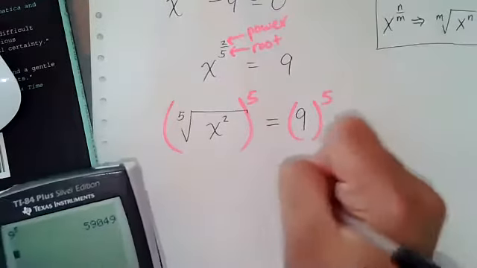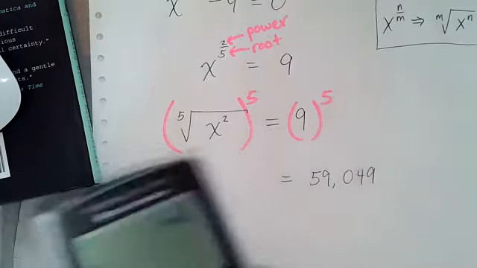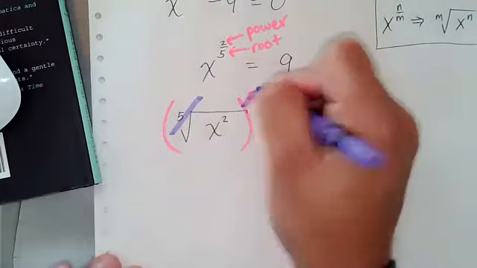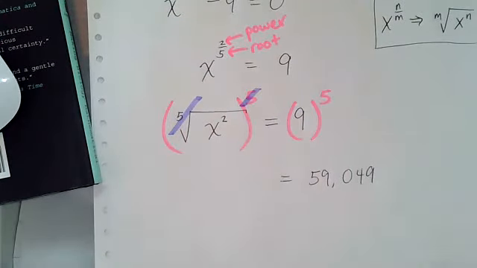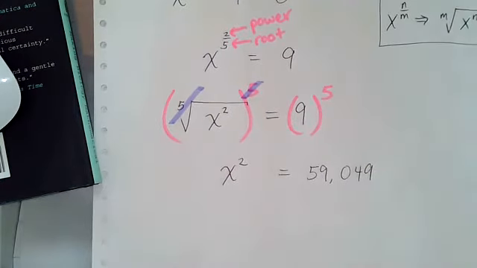59,049. On the left-hand side, the root and the power cancel out, which leaves you with a quadratic equation. X squared is equal to this large number.